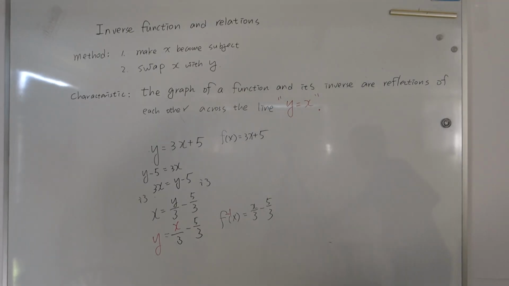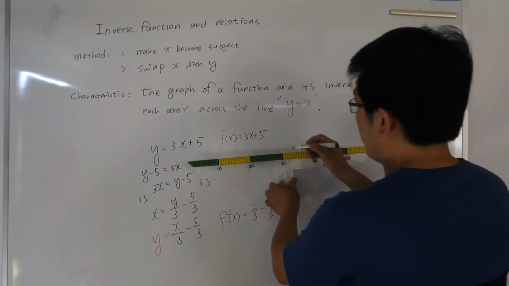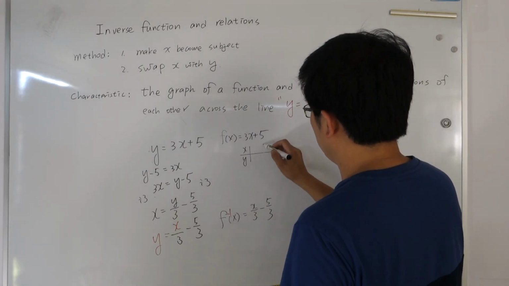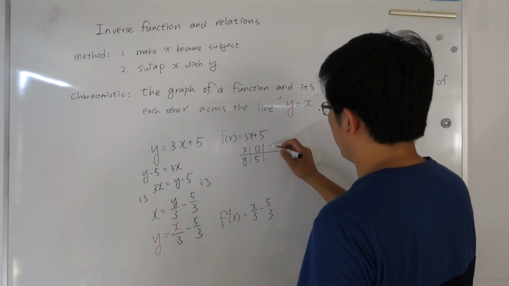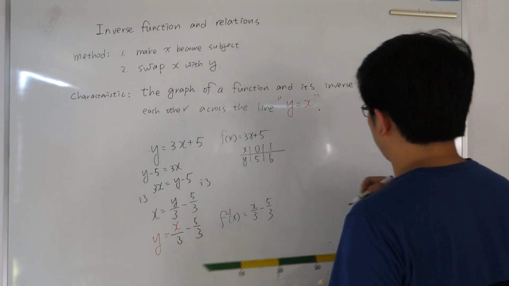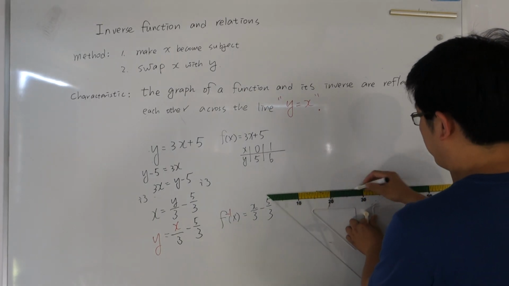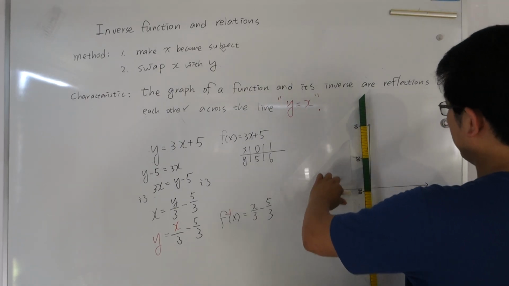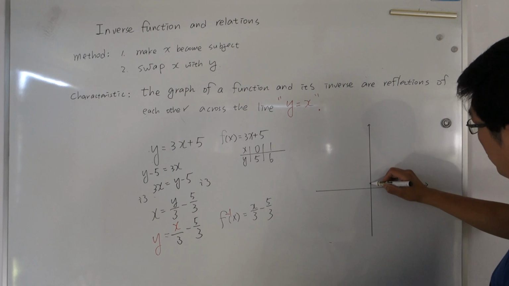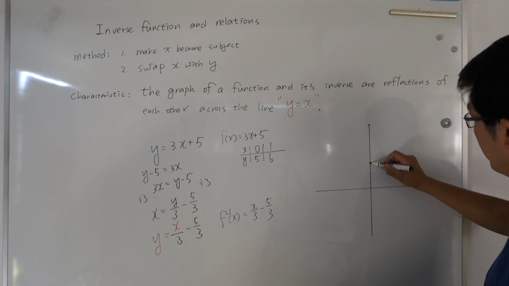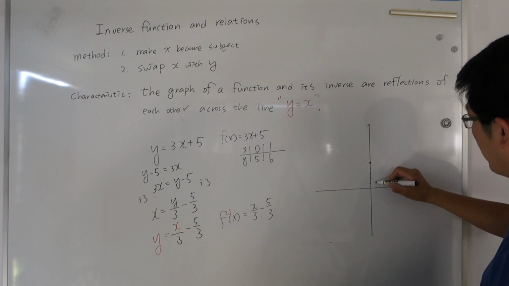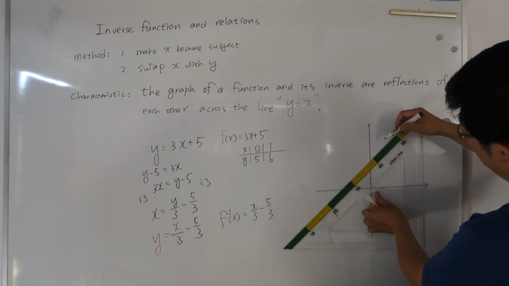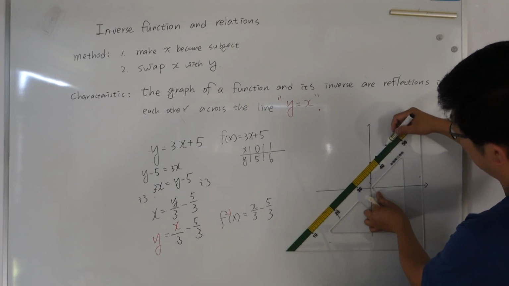y equal to 3x plus 5. So when x equal to 0, y is 5, right? When x equal to 1, y is 6. Okay, so we get a graph. x: 0, 1, 2, 3, 4, 5; y: 1, 2, 3, 4, 5, 6.